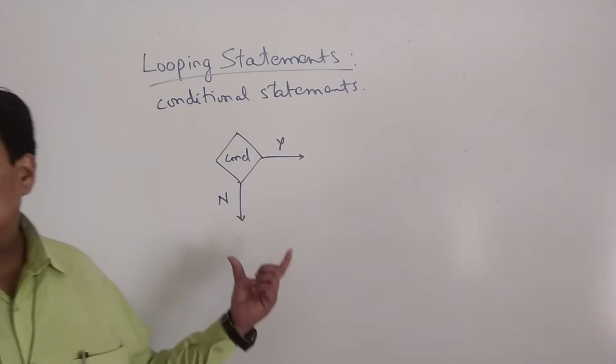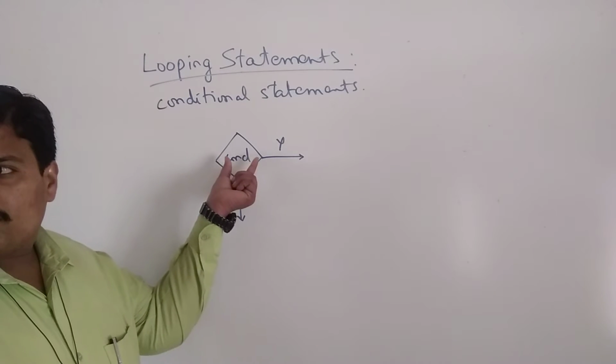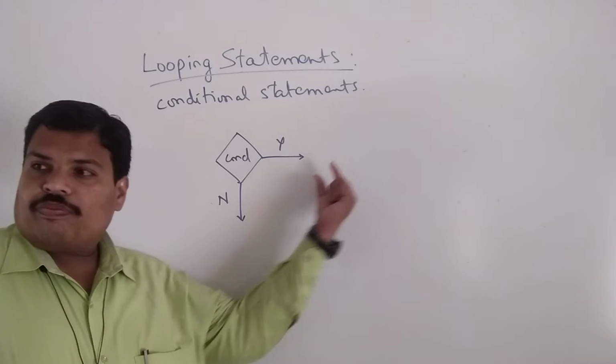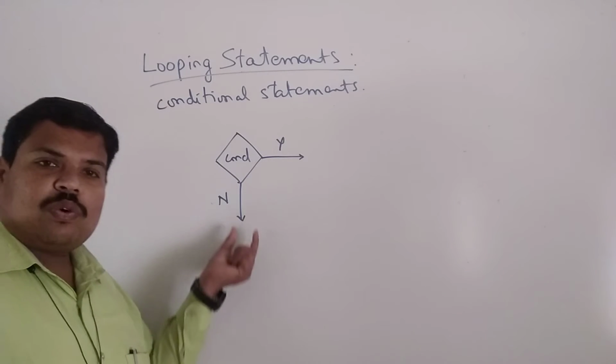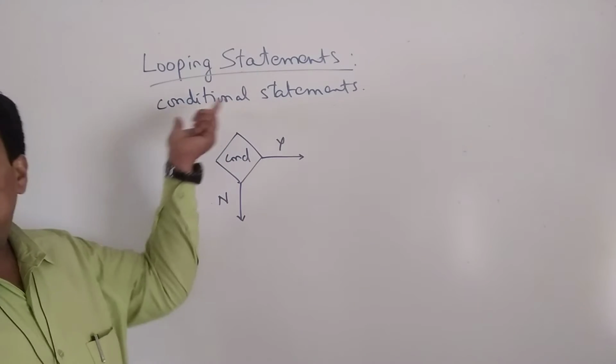This is a general structure in the program: when a condition is checked, the execution can go one way if the condition is true, and the other way if the condition is false. So that we define in the conditional statements.